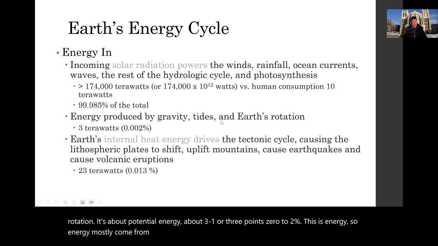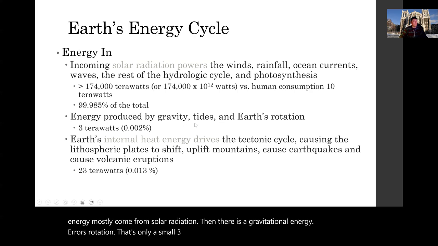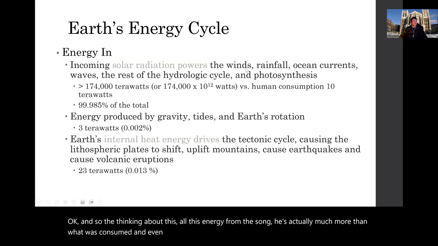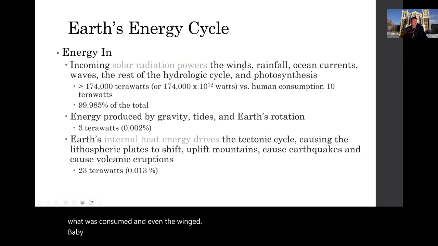Then there's gravitational energy, Earth's rotation. That's only a small 3 terawatts. Okay, and thinking about this, all this energy from the sun is actually much more than what we consume. And even the wind, there are hundreds of terawatts of wind energy, rainfall, ocean current, all of them actually much higher than what humans consume.